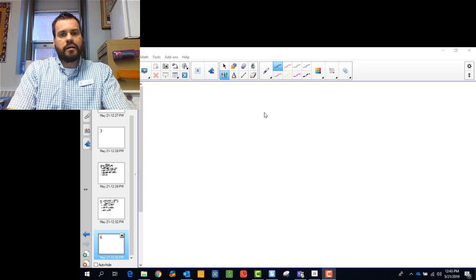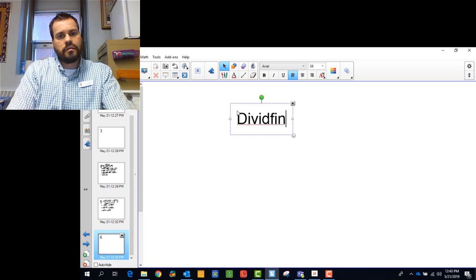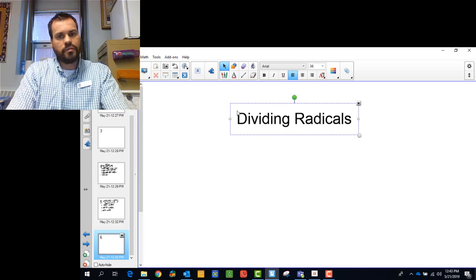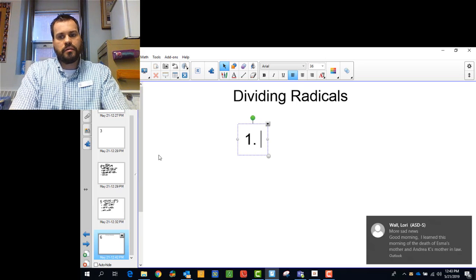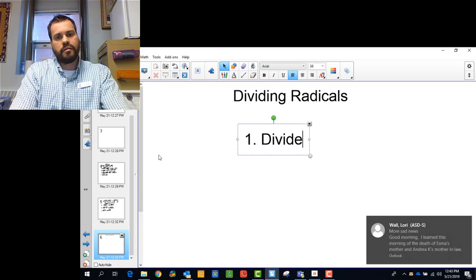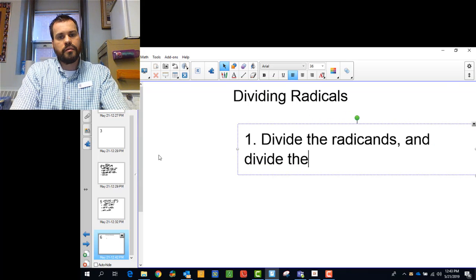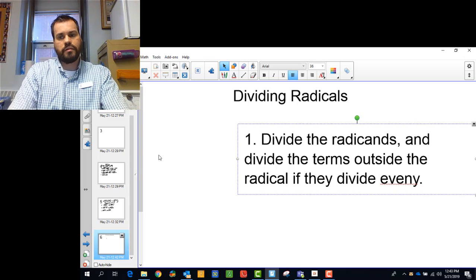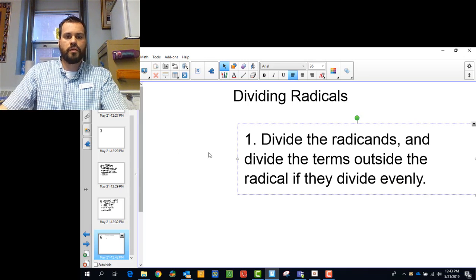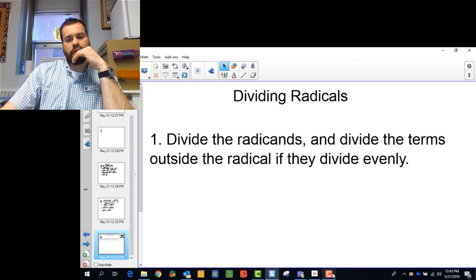Now we want to talk about dividing radicals. That's the next thing that we want to do. And it's similar to multiplying radicals if it works nicely. So we're going to divide the radicands and divide the terms outside the radical if they divide evenly. That's what we're going to do first. And then we'll look at, okay, what happens if they don't?